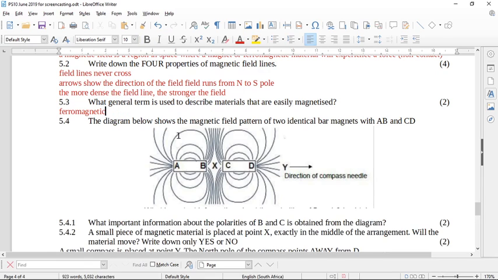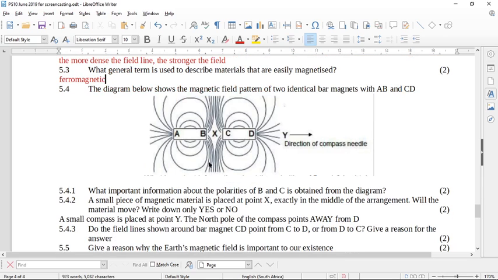The diagram below shows the magnetic field pattern of 2 identical bar magnets with A, B, and C, D. So here's A, B, and C, D. So this is the repulsion diagram. You can see that if these were having opposite poles here, there would be attraction and the field lines would run from one magnet to the other. But the field lines are exiting the magnet and they're trying to avoid each other.